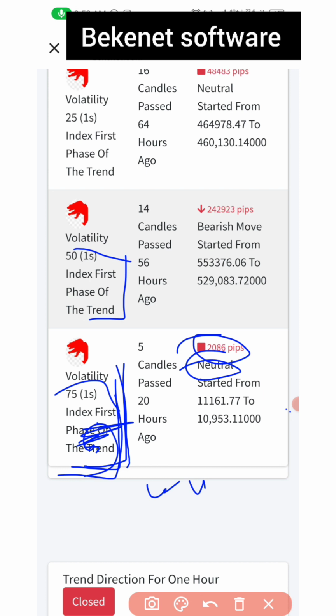First phase of a bearish move must be from the top. First phase of a bullish move must be from the bottom. Last phase of a bearish move is always from the bottom. Last phase of a bullish move is always at the top. Simple. You can write it somewhere if you want to be serious with your trading career. Write it somewhere so that you wake up in the morning, you see it.